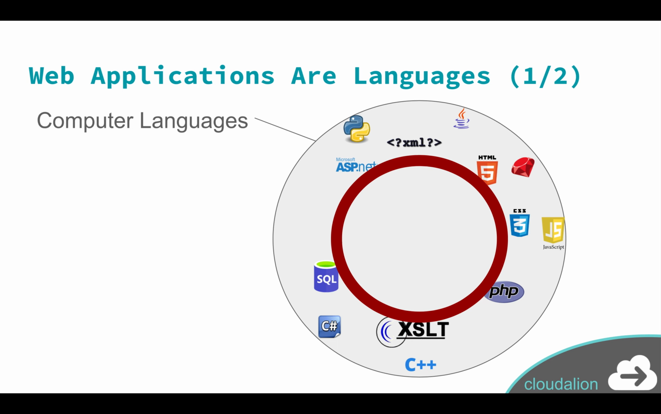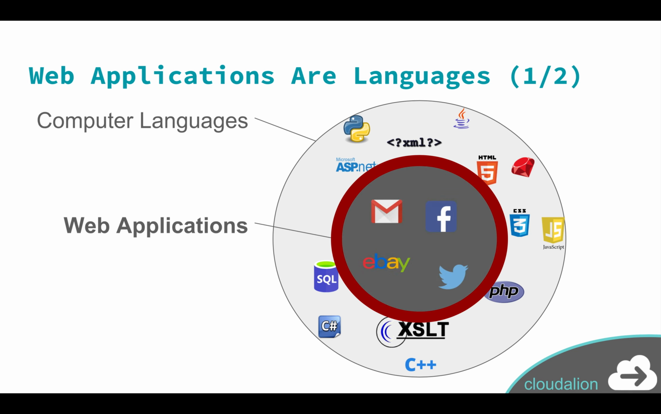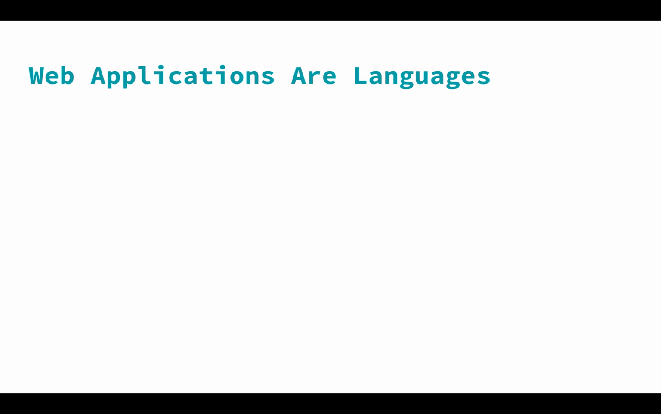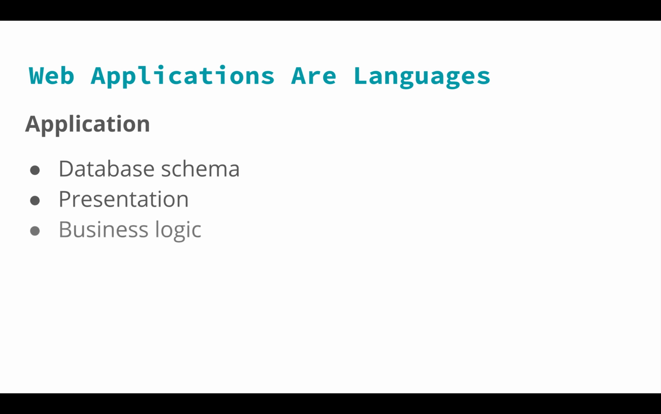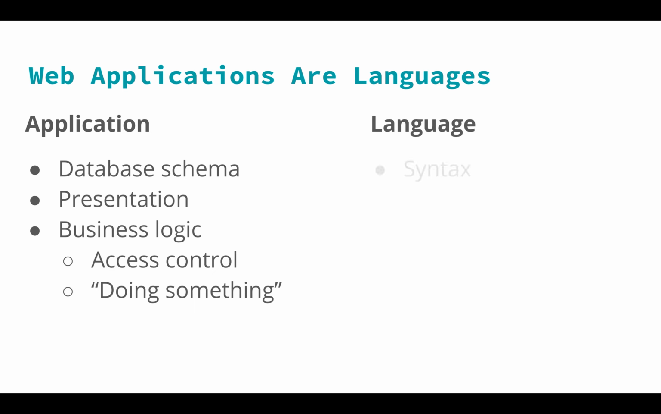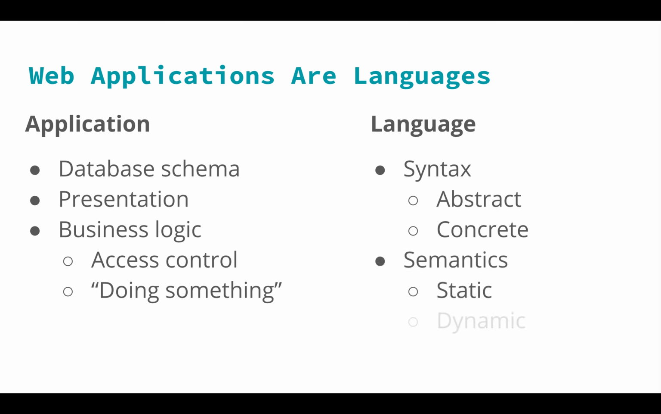First, I would like to try to convince you that web applications are a special case of computer languages. So, what's an application? An application is a combination of database schema, presentation, and business logic, which itself comprises access control and the part that, for lack of a better name, I will call doing something. The part where we define what the application actually does. A language, on the other hand, is a combination of syntax, which has its abstract and concrete parts, and semantics, which has its static and dynamic parts.